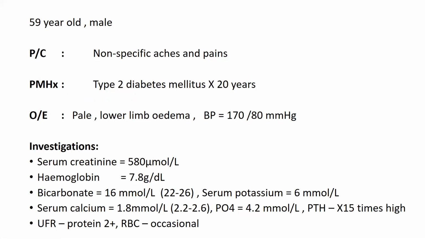When you do the investigations, you see a creatinine of 580. He's anemic with an HB of 7.8. Bicarbonate is low at 16. Serum potassium is high and he's hyperkalemic at 6. Serum calcium is low. Serum phosphate is high. And you do the parathyroid hormone levels, that's 15 times higher than the normal range for this patient. And in the urine fluid report, you see proteinuria of 2+ with occasional red cells. So this is the typical picture you will see in a patient suspected with CKD. So we'll go through one by one of these symptoms and these complications.